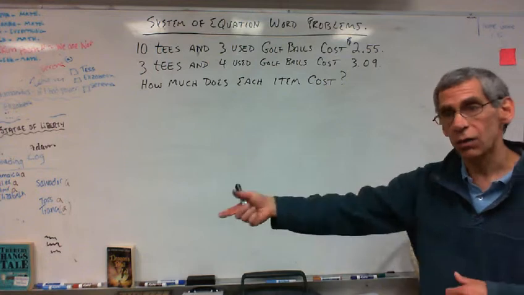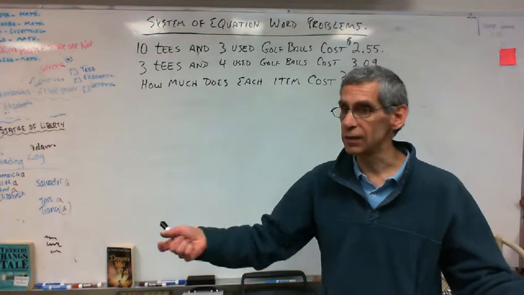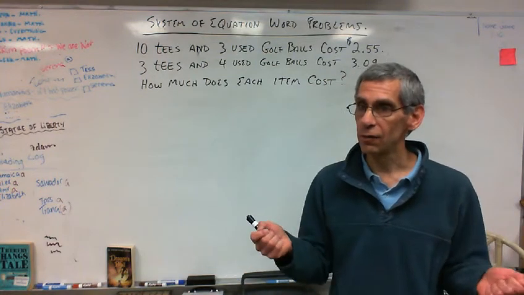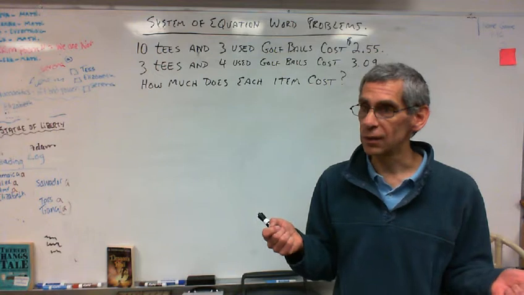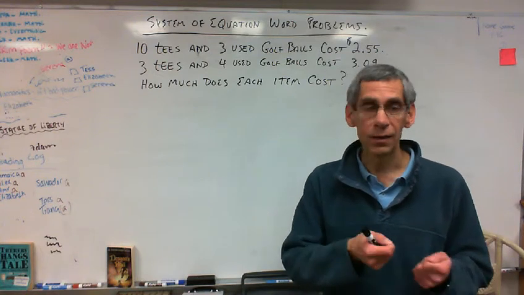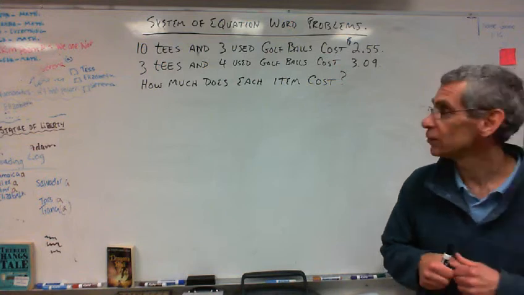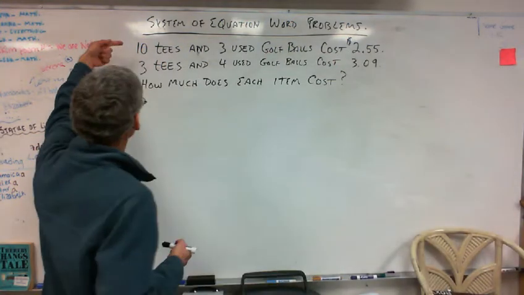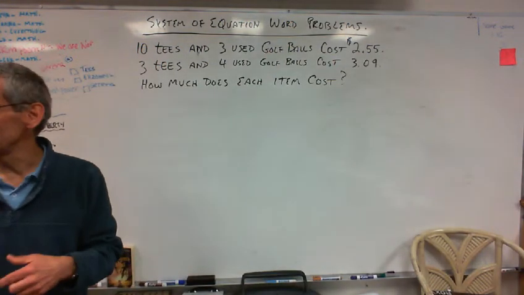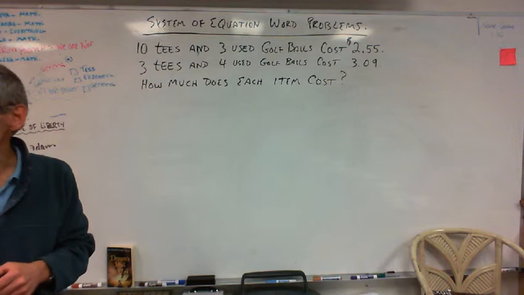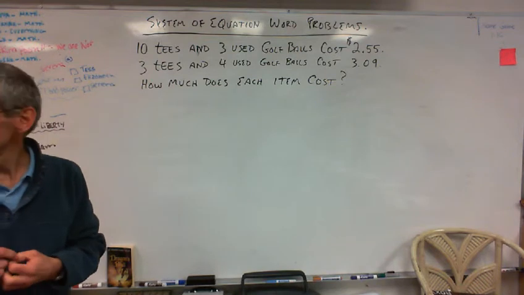So you could just take two people's receipts from their purchases, see the totals and how many golf balls and tees they bought, and figure out how much each one costs very easily. So first of all, let's turn this first sentence into an equation. So who would like to help me?